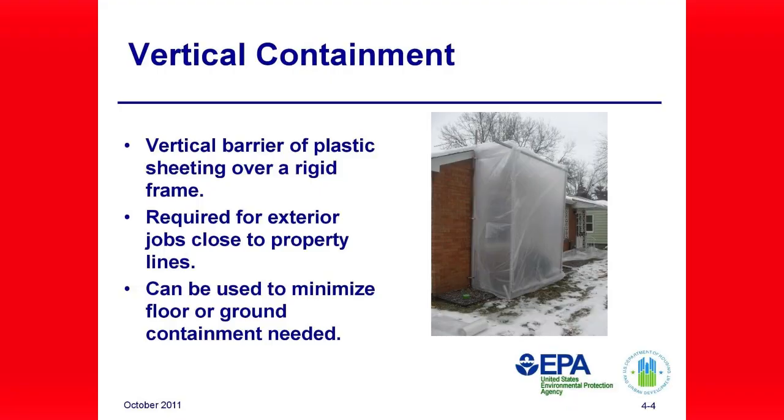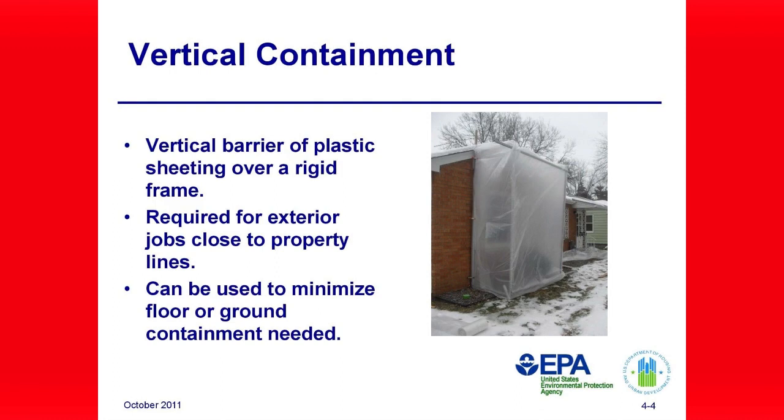What is a vertical containment? It is a barrier consisting of plastic sheathing or other impermeable material over scaffolding or a rigid frame, or an equivalent system of containing the work area. Vertical containment is required for some exterior renovations, but it may be used for any renovation.